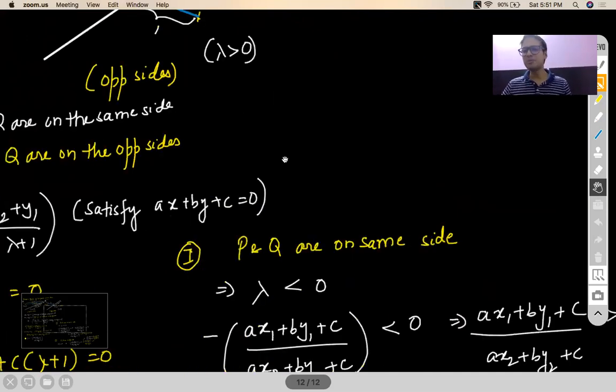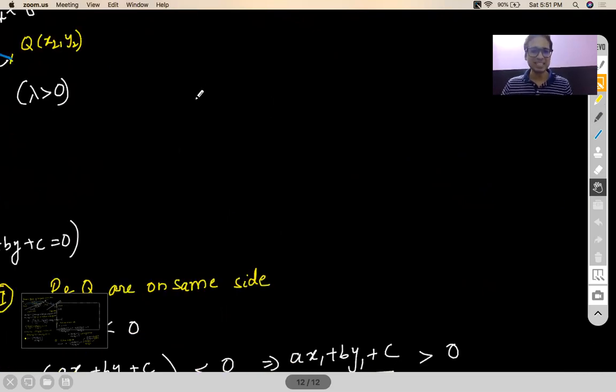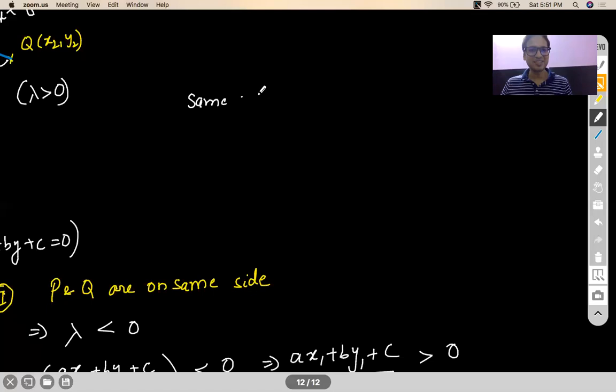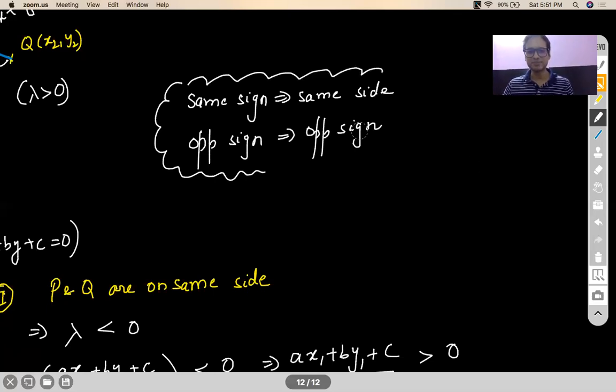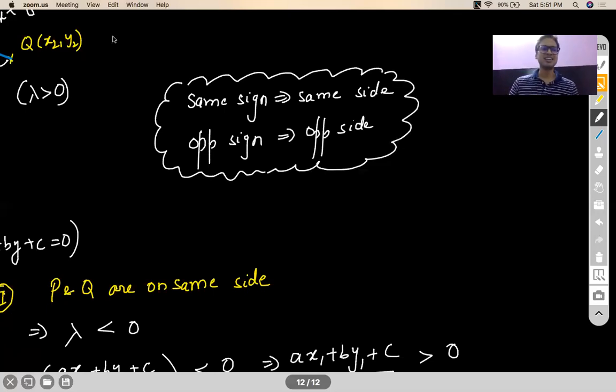So here is a small mnemonic which I can cite. Same sign implies same side. Opposite sign implies opposite side. So you can sing it like a rhyme. Same sign, same side. Opposite sign, opposite side. Okay, sorry, side, not sign. So this will be like a straight line rhyme for you, right? Same sign, same side. Opposite sign, opposite side. Okay, simple as that. Understood?